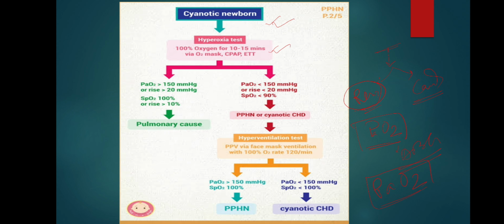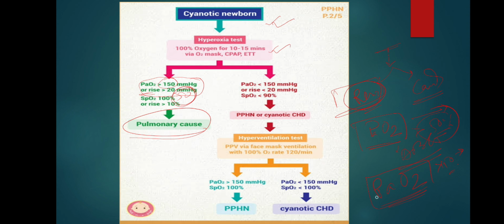If the PaO2 is more than 150, or the difference between the previous PaO2 and the recent PaO2 is more than 50%, then it is diagnosed as cyanosis due to a respiratory cause. So this is a pulmonary cause because the PaO2 is more than 150 and or the rise is more than 50%.